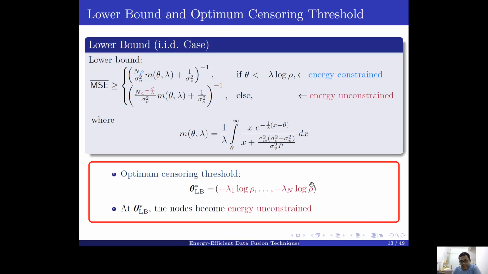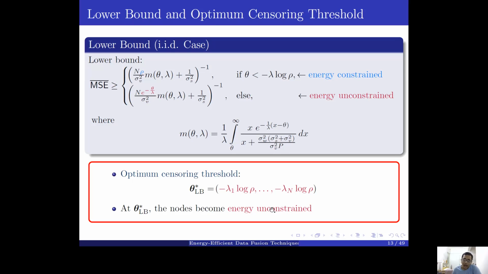When the nodes experience independent and non-identical fading, this is the expression for the optimum censoring threshold. As you can see, they are different for different nodes. They depend on the mean channel power gain of the nodes and the ratio of the average energy harvested to the energy needed for transmission. Interestingly, at the optimum censoring thresholds, the nodes just become energy unconstrained. The intuition behind this is as follows. You censor the node just enough so that they are active with a probability 1.